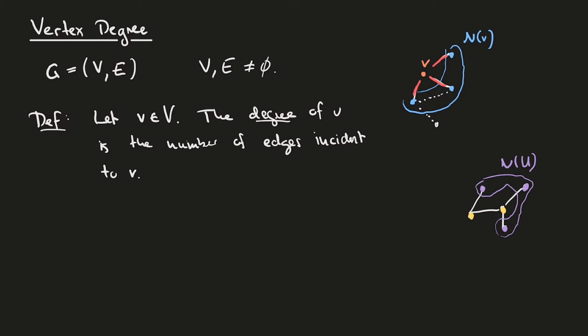In the above example, this is exactly the edges I've marked in red. And in the lower example, if we look at the vertex I've marked in red, then we see that it has 2 edges incident to it, so its degree would be 2. To indicate the degree of a vertex, we write d of V. Finally, we call a vertex of degree 0 isolated.